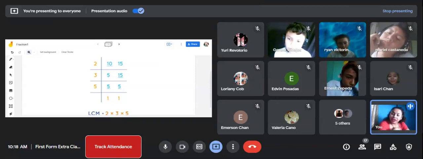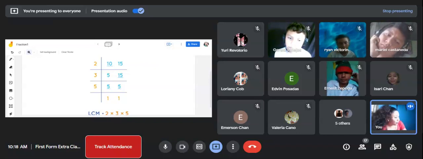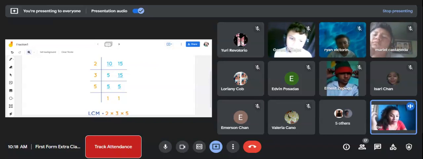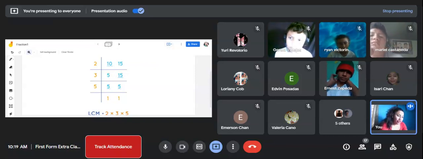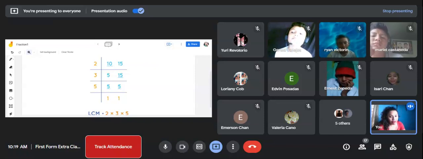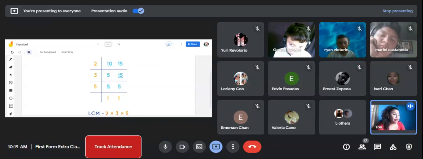But what I usually encourage my students to do is to use this method, because this method works even when you have big numbers. Like when you are given 5 over 37 plus 3 over 25. And you don't want to be listing the multiples 25, 50, 75, 100, 125. And then you're going to list the multiples for 37.